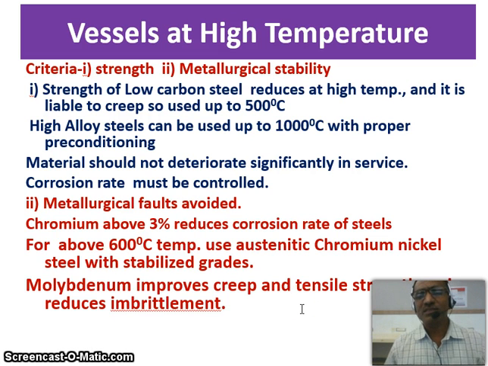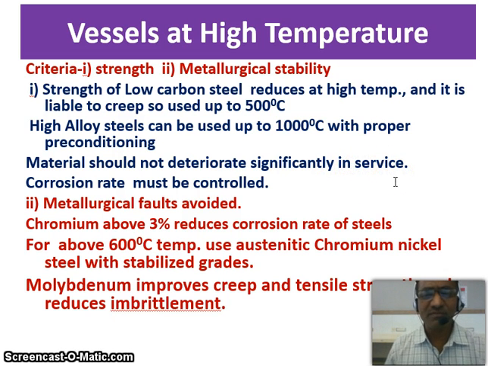Strength of the low carbon steel reduces at high temperatures and it is liable to creep, so use up to maximum 500 degrees centigrade. High alloy steels can be used up to 1000 degrees centigrade with proper preconditioning. Material should not deteriorate significantly in service if they are subjected to such elevated temperatures. It is also important that you should control the corrosion rate at which equipments are required to be operated. Otherwise, it may fail in the service life.